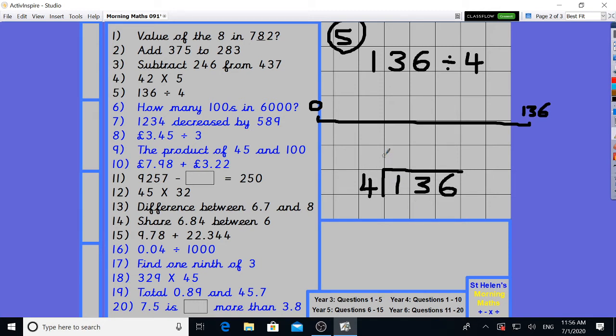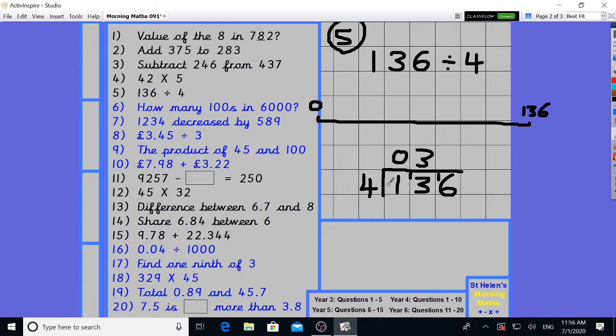So how many 4s fit into 1? 4 is too big to fit into 1. So we put 0 and carried a 1. How many 4s fit into 13? I sing my 4s, but I mustn't go past 13. So I go 4, 8, 12, 16. I've already gone too far. I mustn't go past 13. 4, 8, 12. That is 3. Remainder 1.